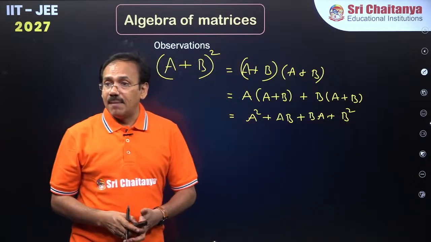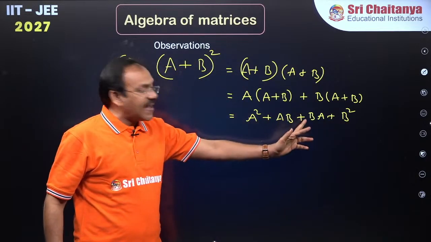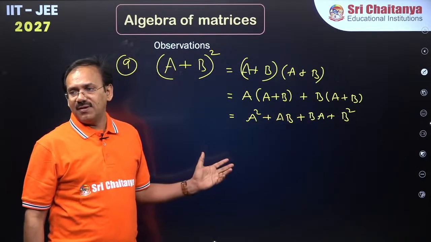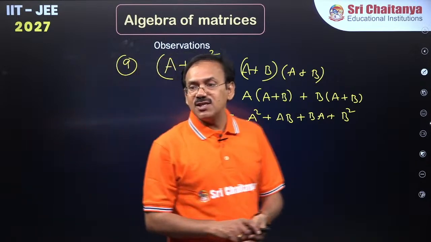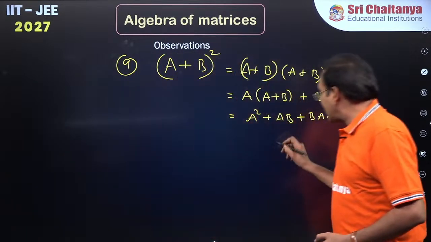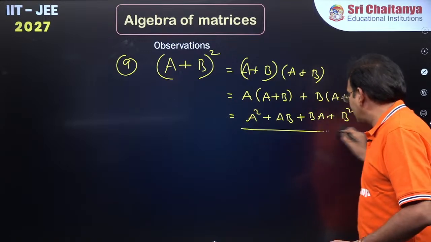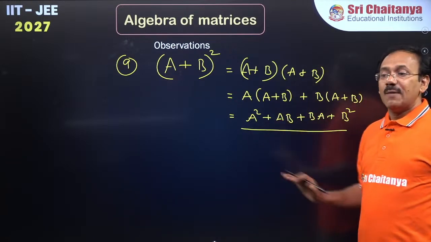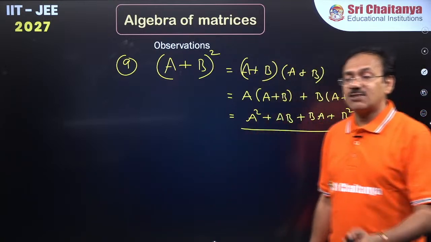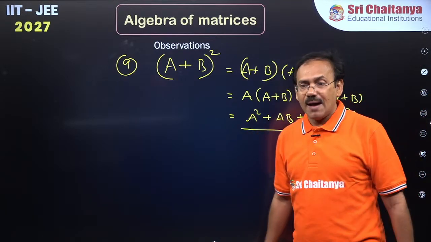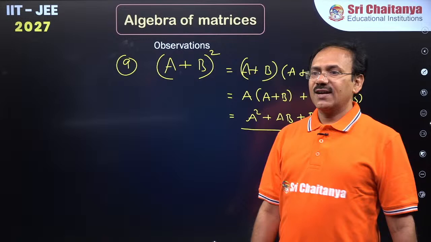If these were numbers, I would have written BA as AB, and it becomes 2AB. Correct. But here there is no guarantee that AB is equal to BA. So friends, A plus B whole square will be this itself. You have to stop here. Please don't write A plus B whole square in matrices as A square plus 2AB plus B square. Am I correct? Correct everyone?